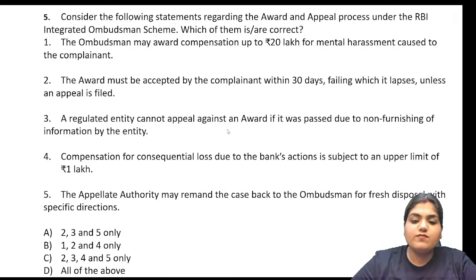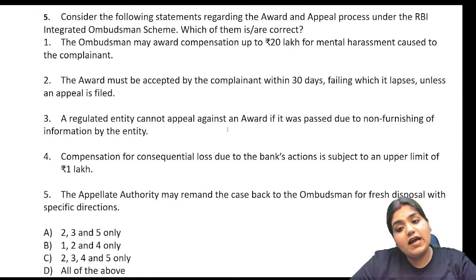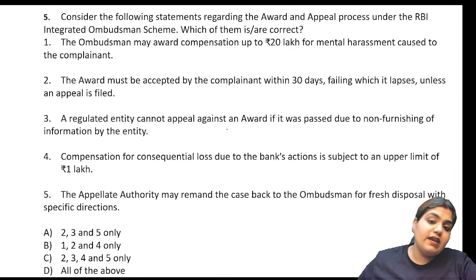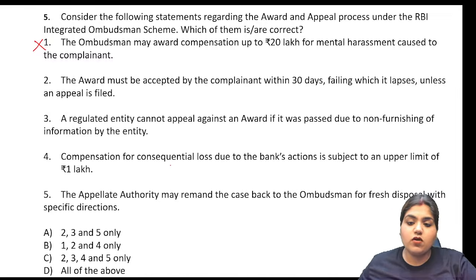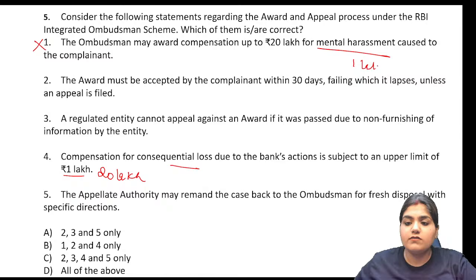For mental harassment, it is 1 lakh rupees. For consequential loss, it is 20 lakh rupees. Statement number 1 is incorrect. The compensation for consequential loss is 20 lakhs. For mental harassment is 1 lakh.